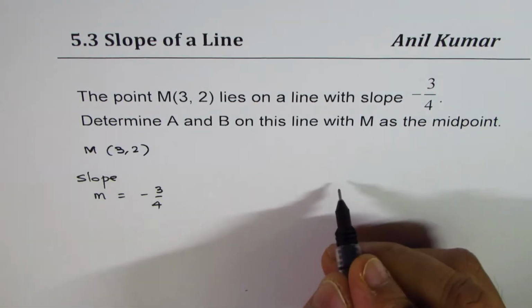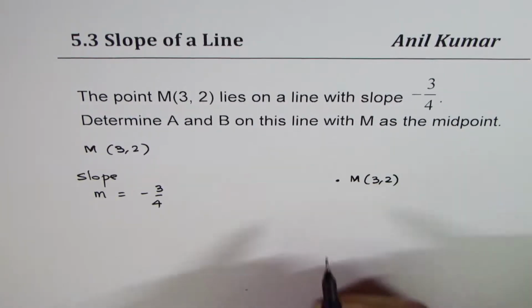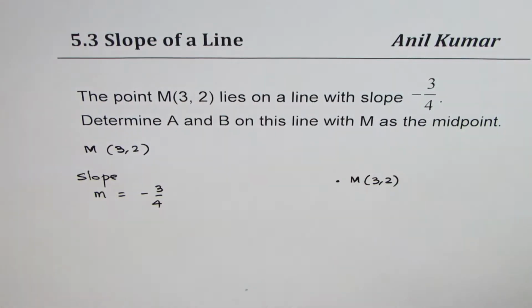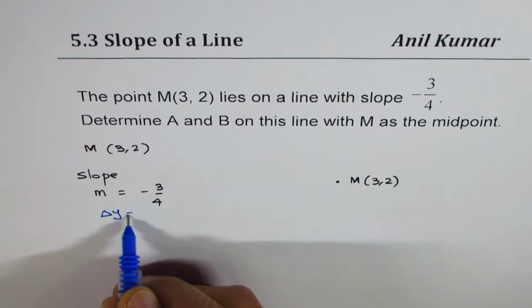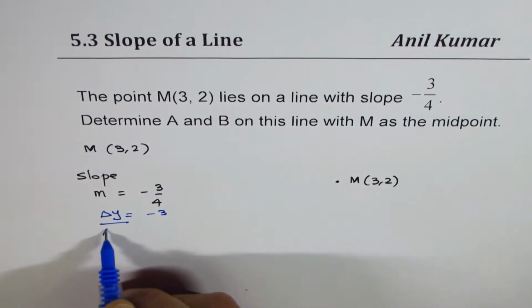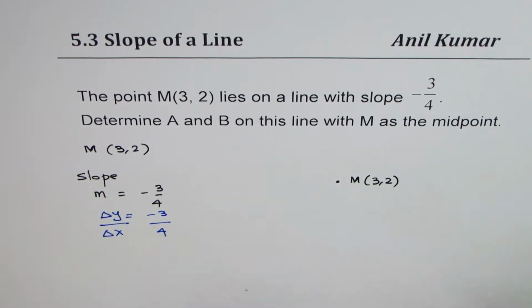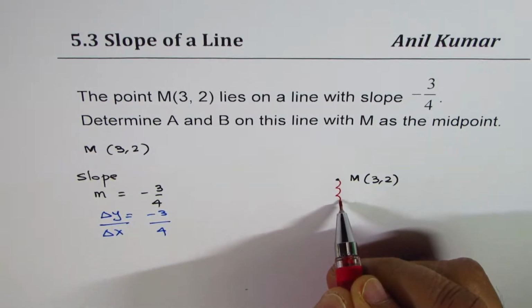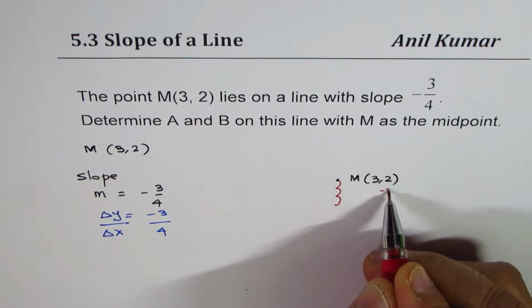So let's take a point M. Let's say this is the point M (3, 2). Now when we say this point is on a line with slope of minus 3 over 4, it means what? Slope of minus 3 over 4 means that change in y could be minus 3 over change in x could be 4, correct? So minus 3 means moving down by 3 units. So let's go down by 3 from here. Let's say these are 3 units, 1, 2, 3. Going down by 3 units makes y value minus 3, right?